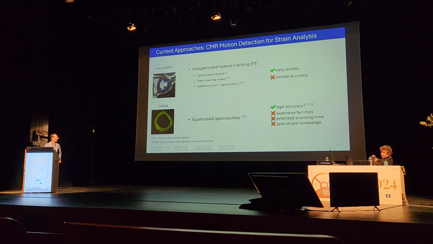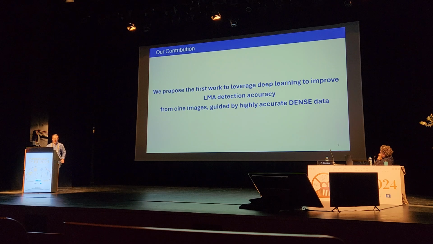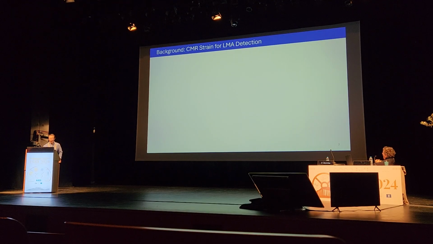So here comes our research question. Is it possible to combine this to keep accessibility from Cine images, and utilize DENSE to make an accurate motion prediction, and how does that work for our particular task, LMA detection? Based on this consideration, we propose the first work to leverage deep learning to improve LMA detection accuracy from Cine images, which means we only need Cine images, guided by highly accurate DENSE data only at training time.